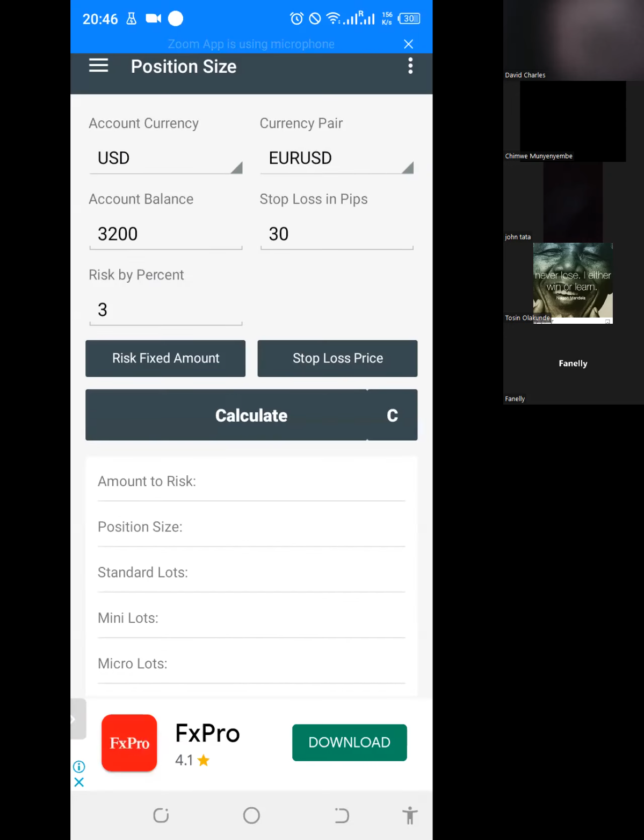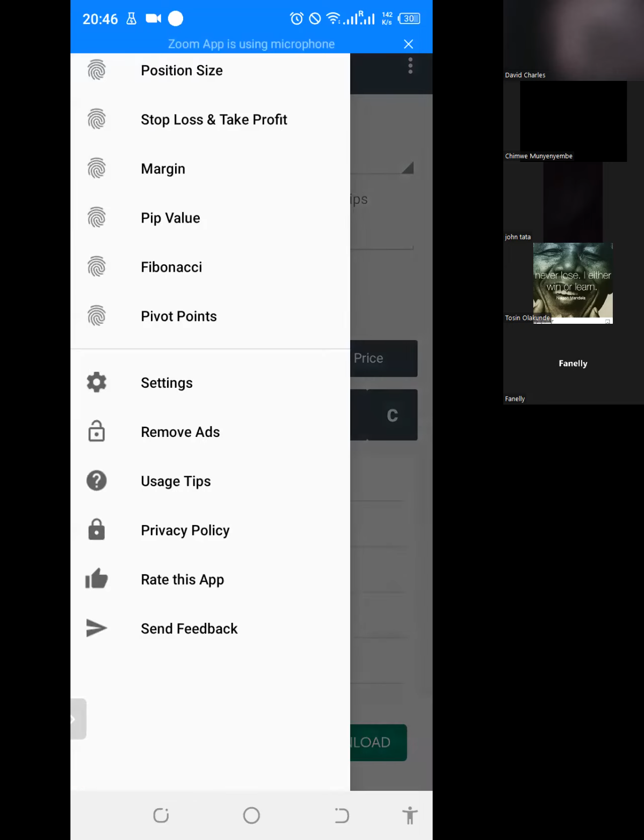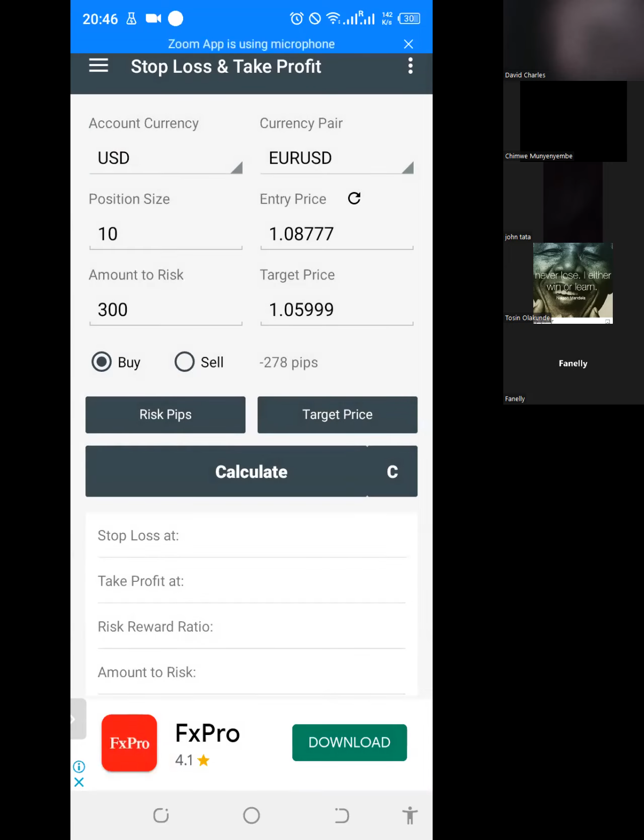Can you still see my screen? Yes, we can see it.